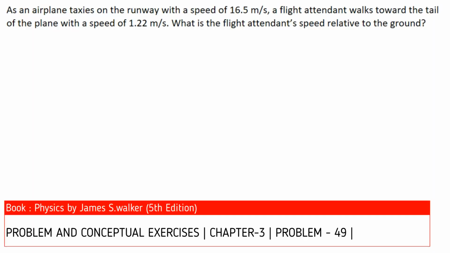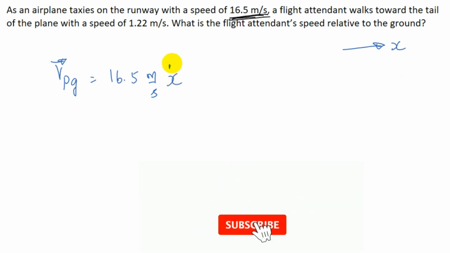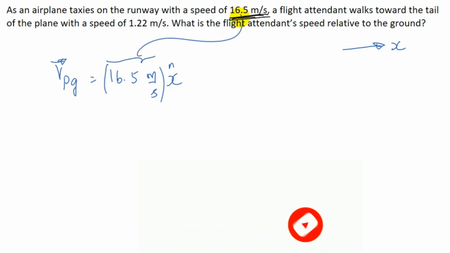Now here in this question we are given that an airplane taxis on the runway with a speed of 16.5 meter per second. Let the plane be running in the x direction. This is the velocity of the plane relative to the ground, 16.5 meter per second, and the direction is x, so we can write a unit vector x cap. The magnitude of the velocity is nothing but the speed, which we are given to be 16.5 meter per second.